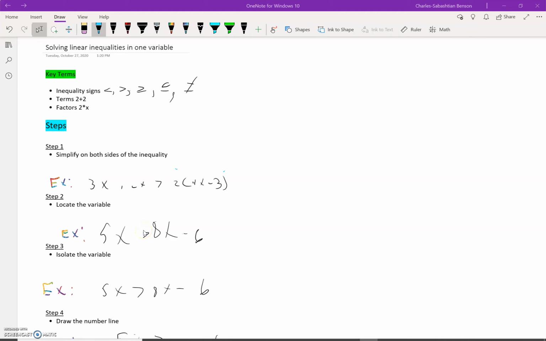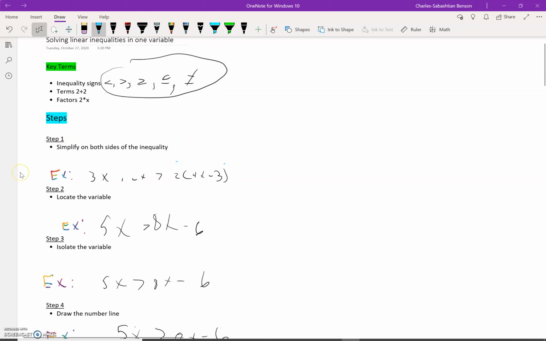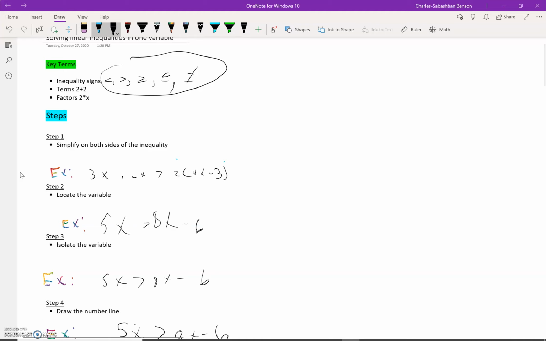Solving linear inequalities in one variable. Key terms you need to know: inequality signs, here they are. Terms, factors. Steps. Step 1, we are going to, sorry, that was erased by accident.